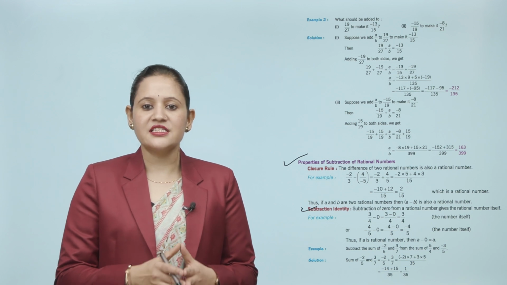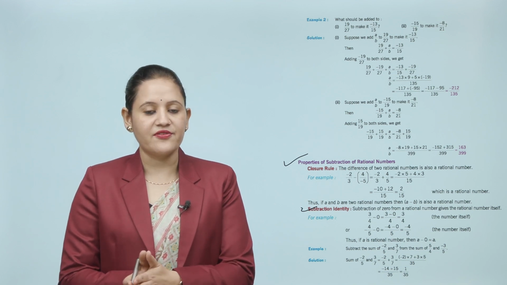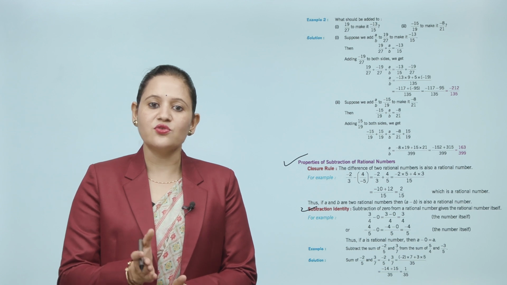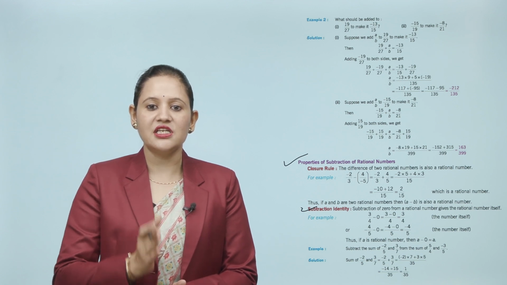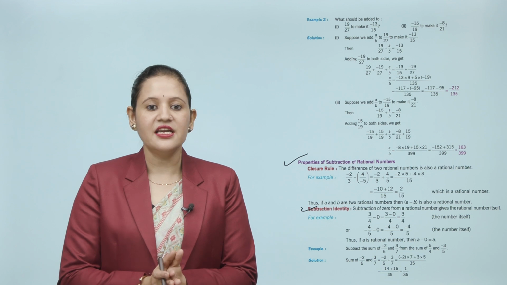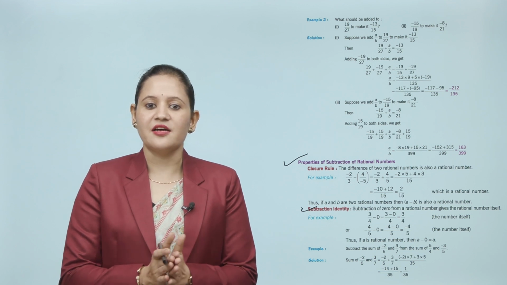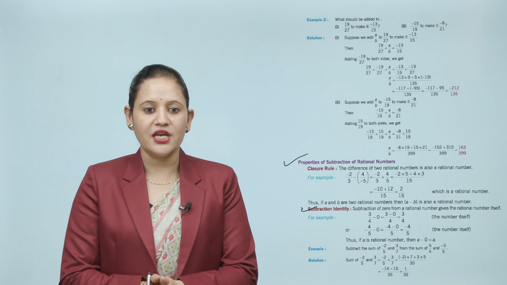Subtraction of 0 from a rational number gives the rational number itself. 3 upon 4 minus 0 equals 3 minus 0 upon 4 equals 3 upon 4, the number itself. Clear? Thus, if a is a rational number, then a minus 0 equals a.